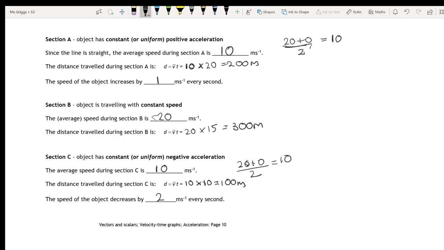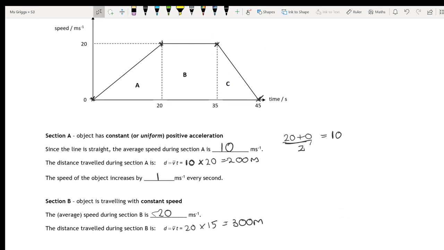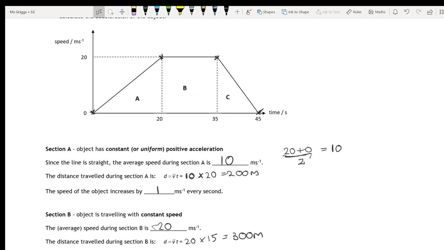Okay, so we know we can work out the distance by doing the average speed times the time. That's a bit of a long way around because you have to find the average speed first of all. A quicker way to do it is to find the area underneath the graph. So let's look back at section A again. By the area underneath the graph, I mean that area there that I'm hatching. So in section A, if we wanted to know how far it has travelled, you find the area under the graph.